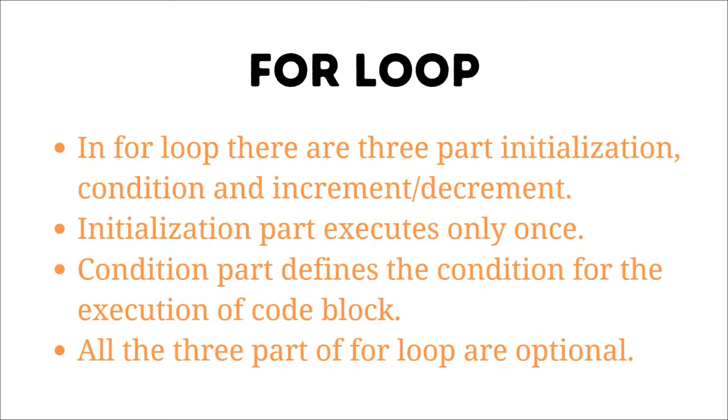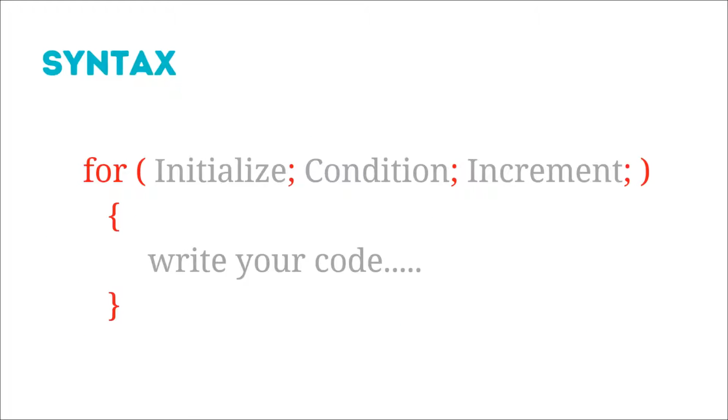In a for loop, there are three parts: initialization, condition, and increment/decrement. The initialization part executes only once. The condition part defines the condition for the execution of the code block. All the three parts of for loops are optional. Yep, it is optional. So hopefully, guys, you have got what a for loop is, but you don't have any idea about the syntax.